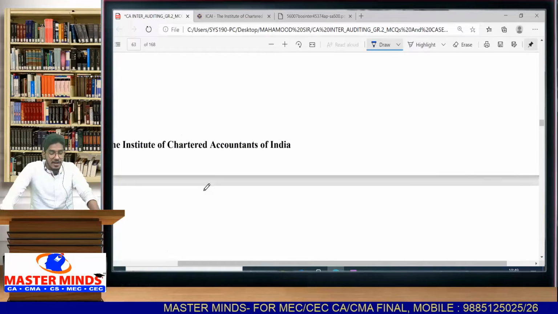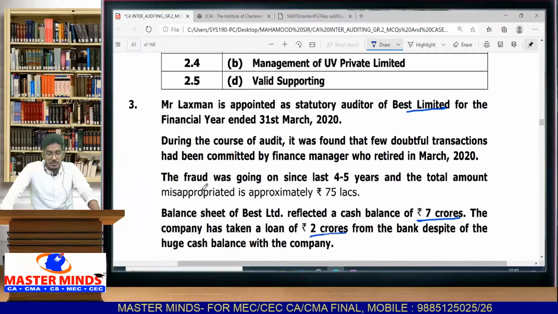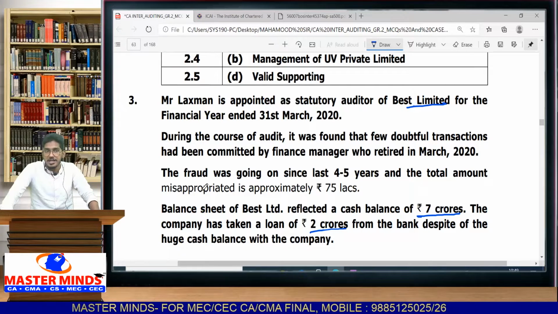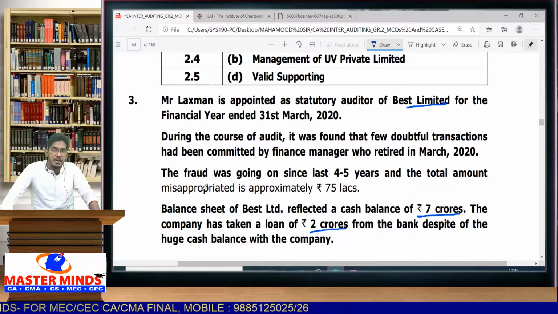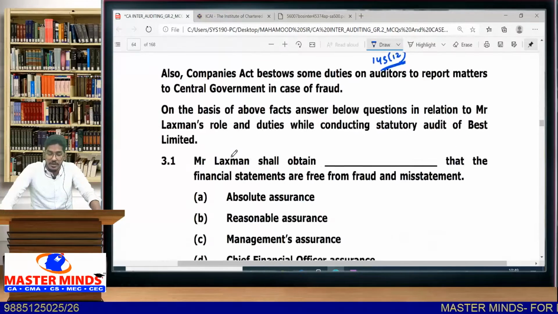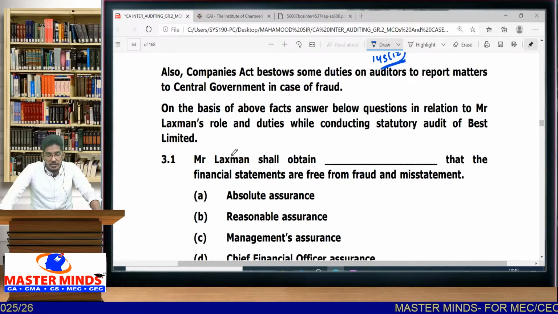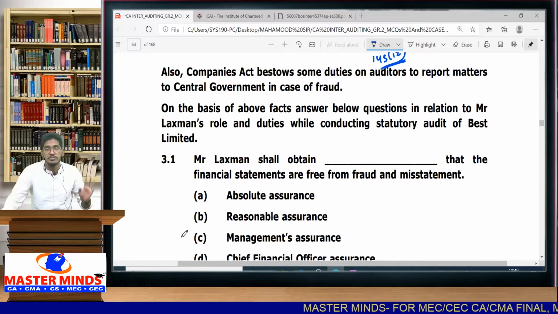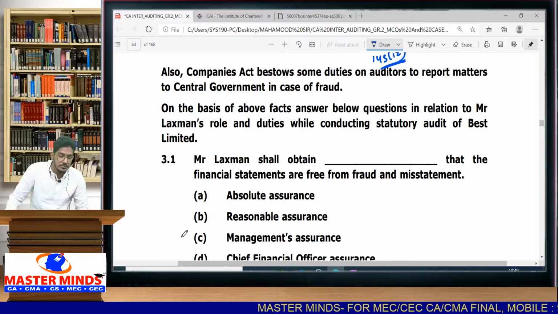So if we summarize the facts of the case, there is a company, Best Limited. For that company, Mr. Lakshman has been appointed as statutory auditor. A finance manager retired during the year. There was a fraud involved which has been happening for the last 4 or 5 years and the amount involved is 75 lakhs. In addition to that, the company is having a cash balance of 7 crores, yet they have taken a loan of 2 crores. Right? And also they are telling there are some responsibilities of the auditor under the Companies Act regarding fraud reporting. So on these facts they are asking you some questions. Let us try to answer.